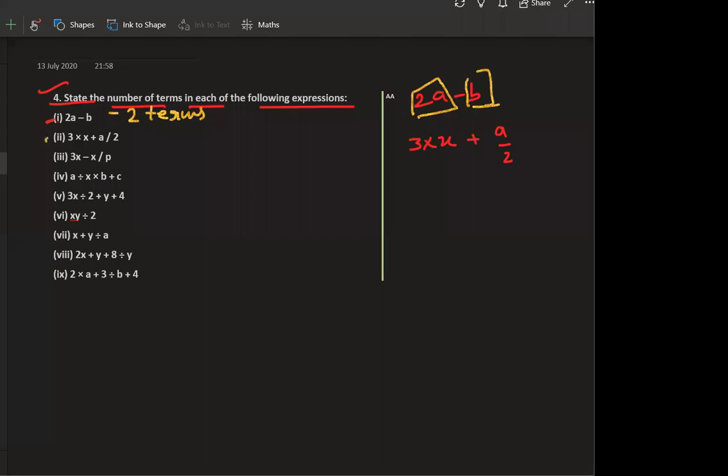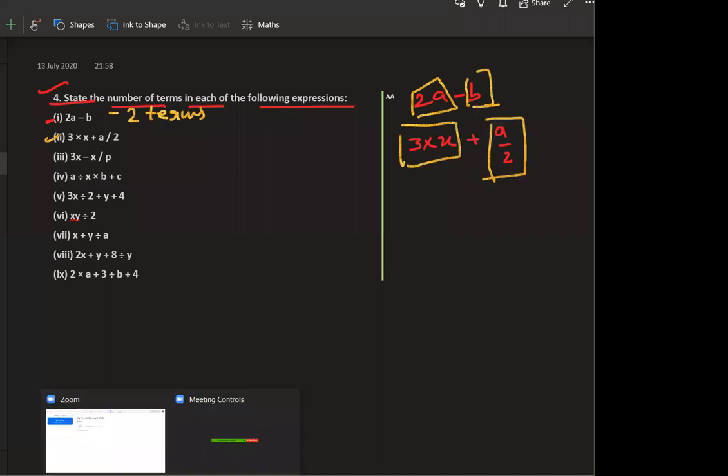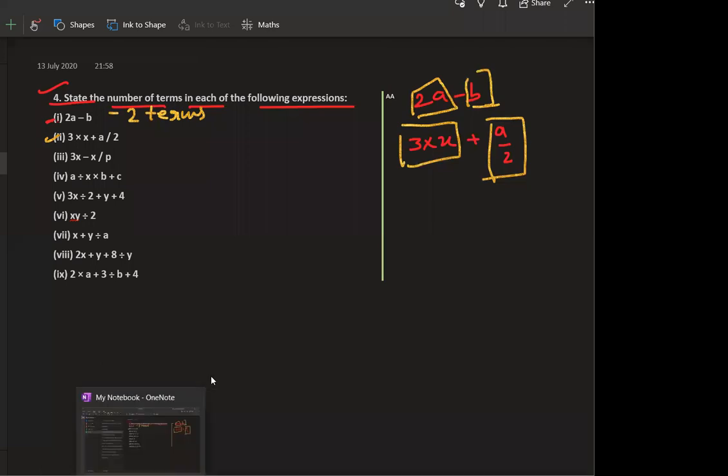In the second, beta, 2 terms. Why? Because terms you have to differentiate with plus minus, not with multiply. So this is 1 term and this is another term. So 2 terms it has. So the second also has 2 terms. Now let's talk about the third one.